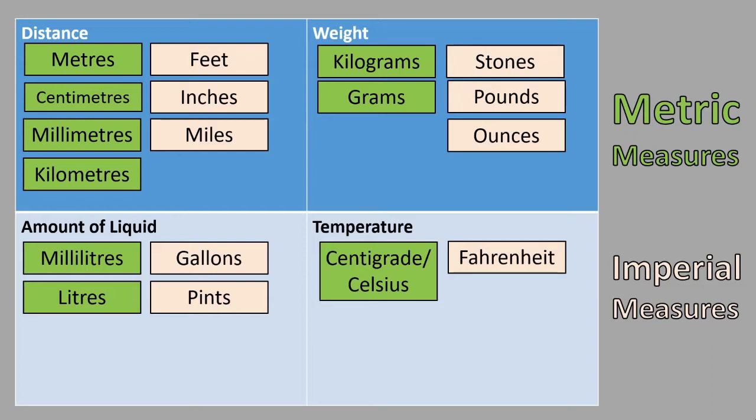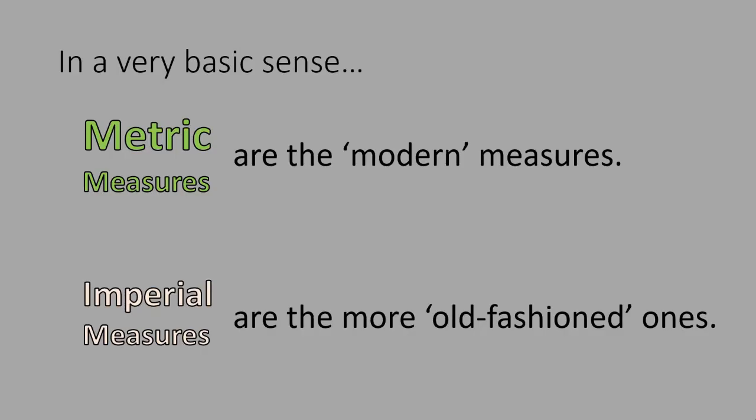But then, of course, what are metric and imperial measures? Well, in a very, very basic sense, the metric measures are the modern measures, the ones that we should be using nowadays, whereas the imperial measures are the more old-fashioned ones. The ones that if you thought back, perhaps if you are a little bit older, might be the ones that you are more used to using, more familiar with using.